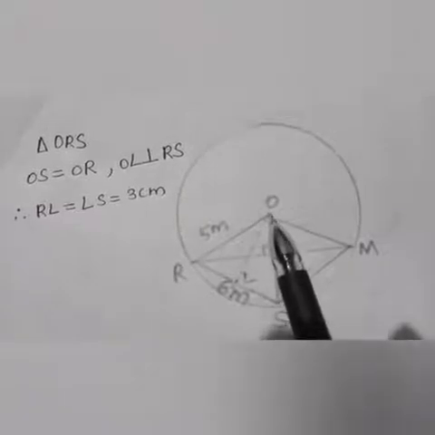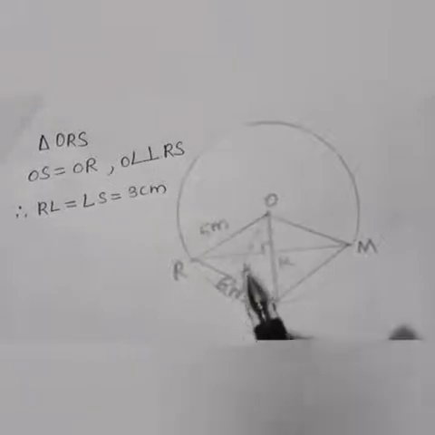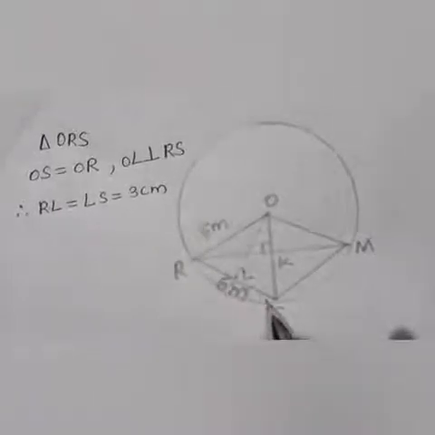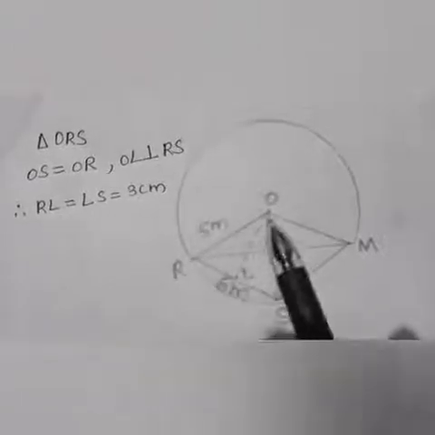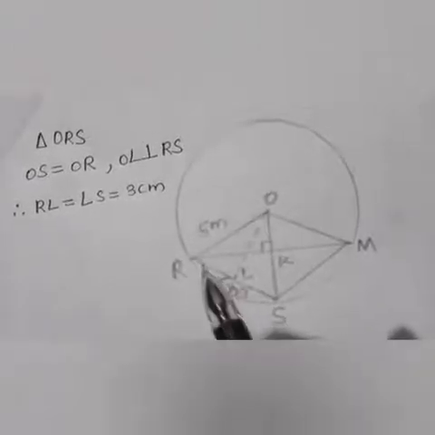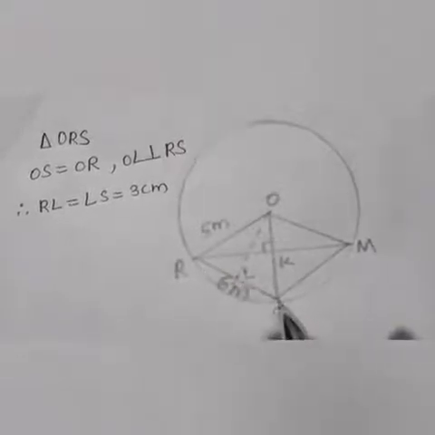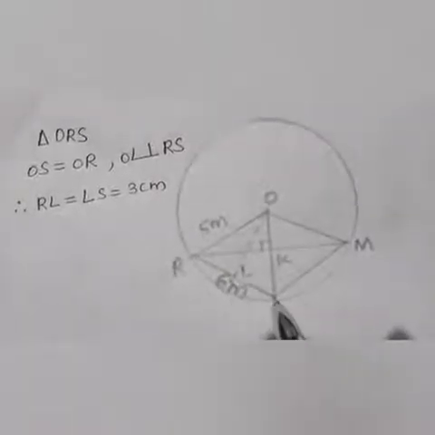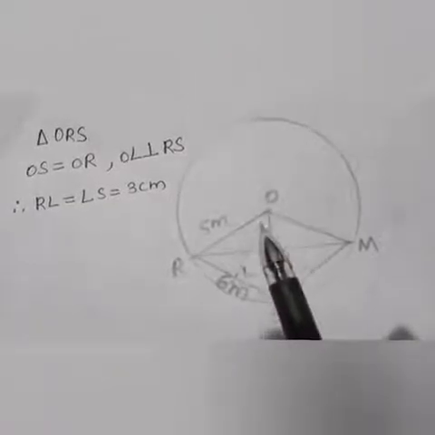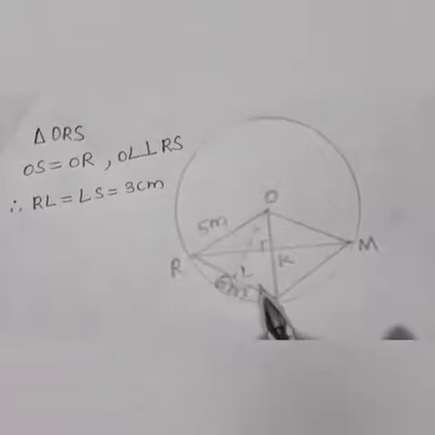In this triangle OS equal to OR and OL perpendicular to RS. By construction OR equal OS and OL perpendicular to RS, and RL equal to LS. RL equal to LS equal 3 meter, that means this is 3 meter, this is also 3 meter. This is a perpendicular bisector from the center, so it bisects the chord.